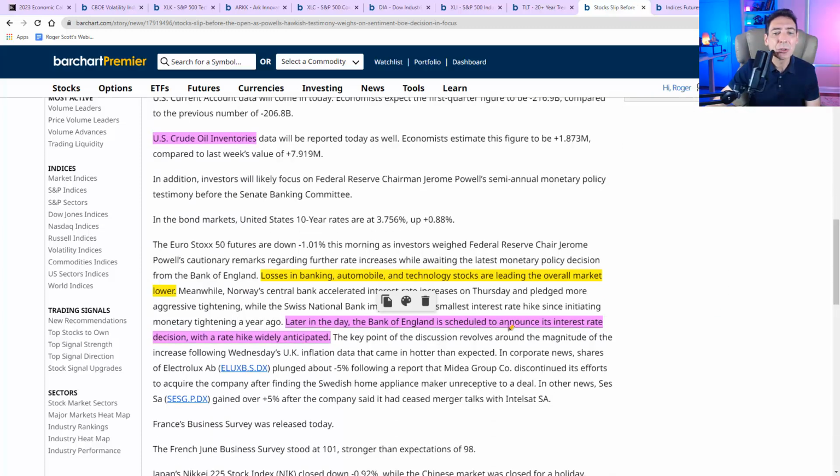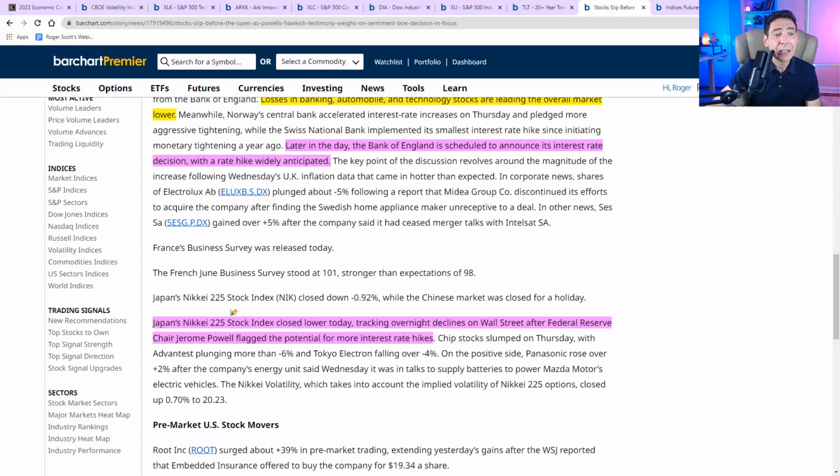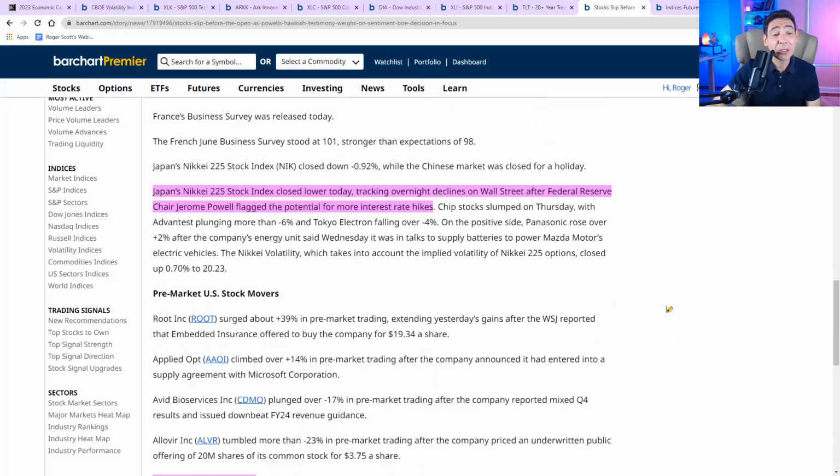Bank of England is scheduled to announce its interest rate decision with a rate hike widely anticipated. If they don't do it or do it too much, that may impact U.S. economy overnight. No real news about China today. No news is good news, right? Wink, wink. Japan closed lower today, tracking overnight declines on Wall Street after Powell flagged the potential for more interest rate hikes. I told you this was going to happen.